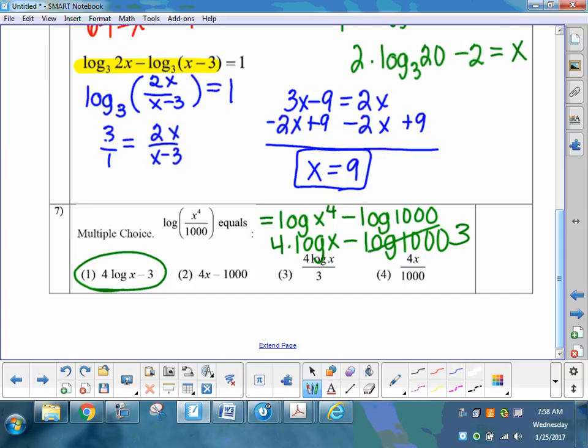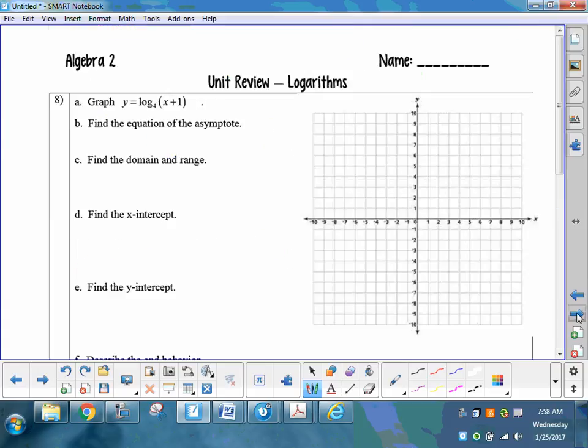What's the log of 100? Hands up, please, when you can tell me. The log of 100. Oh, come on. Log of 100, what? 2. It's equal to the exponent. You'll get to a point where all of this is automatic. We went over this the other day.